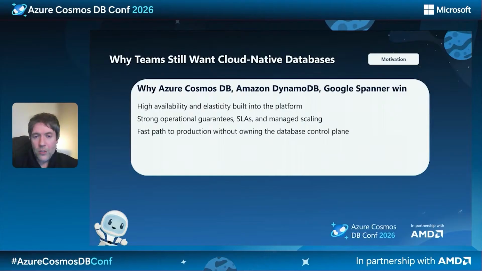They have strong operational guarantees and SLAs and managed scaling. It's simply not possible to get this same kind of performance if you're installing a traditional database software and putting that onto VMs, for obvious reasons. And of course, you have a fast path to production without owning the database or the control plane. So everything is very easy, it's very elastic, it's very scalable, it's very, very highly available. And so the benefits there are pretty obvious.